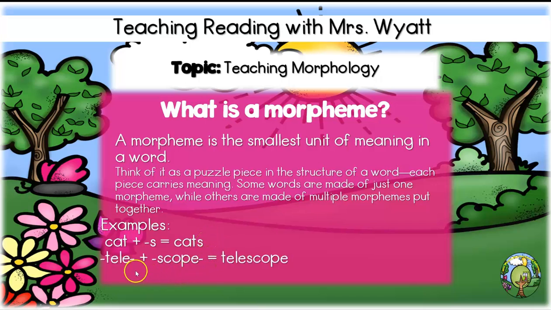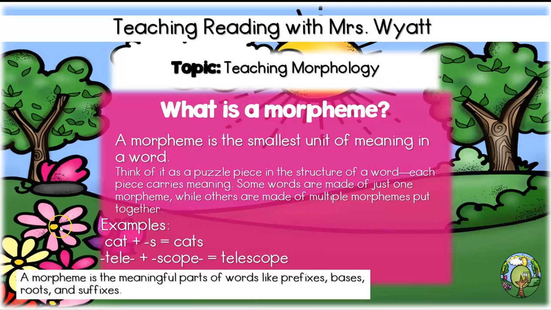And then sometimes you have words that are made up of two roots. So like tele plus scope equals telescope. Tele meaning far and scope meaning to see, meaning that you can see something from far away. A morpheme is the meaningful parts of words like your prefixes, your bases, your roots, and your suffixes. And we're going to take a deeper dive into what all this means in just a second.